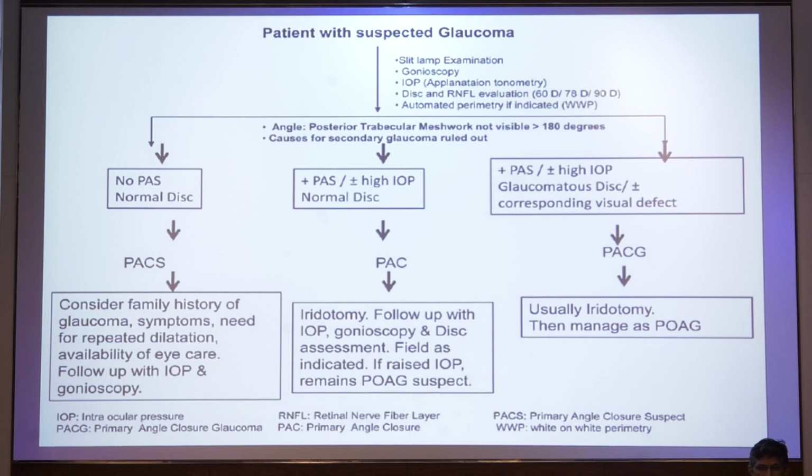Similarly, for patients with suspected angle closure glaucoma, if there is no peripheral anterior synechiae and a normal disc, these have to be followed up with repeated gonioscopies. While if there is peripheral anterior synechiae, then again we need to go for an iridotomy. While if there is a high IOP with PAS and a glaucomatous disc, again iridotomy and then manage according to primary open angle glaucoma.